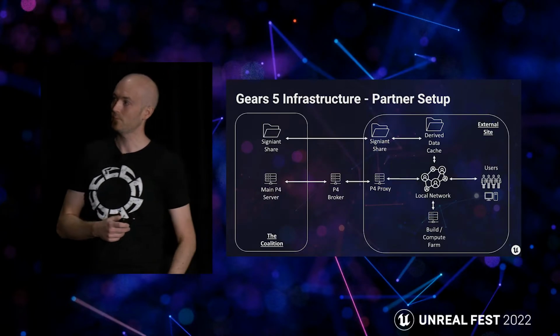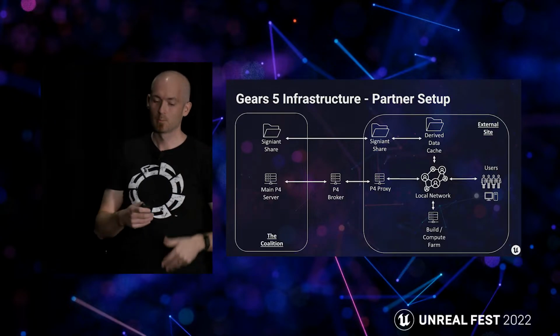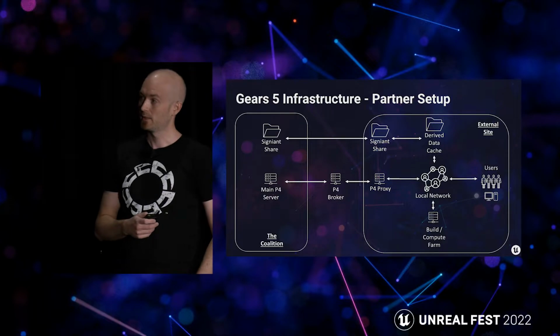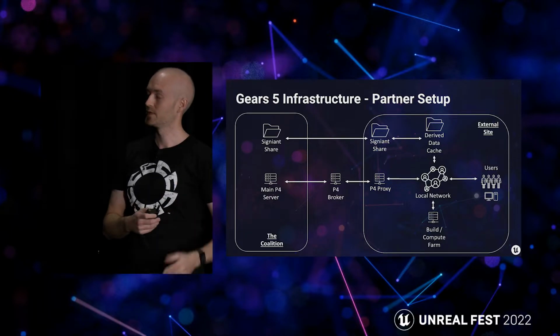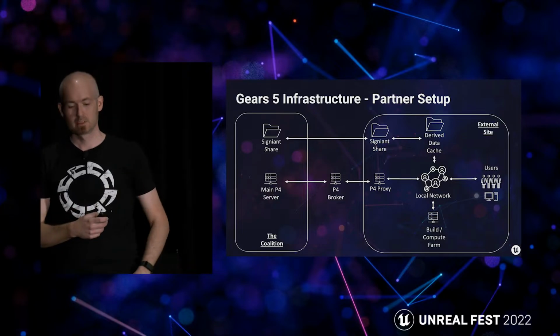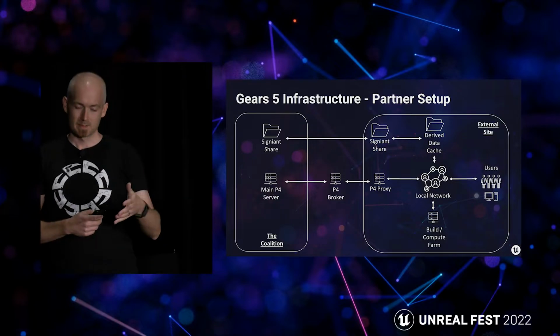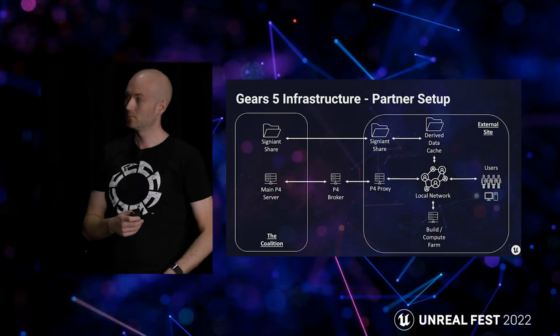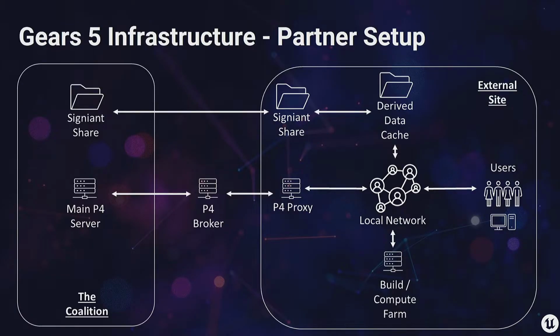And then digging down a little bit further. What this meant was that if a partner really wanted to work with us and have a good setup, they basically had to duplicate a lot of the same infrastructure that we set up locally, which was okay, but it did cause a few problems. So this is an example at the Coalition. We had our main Perforce server. We actually introduced something called Signiant, which is a file share replication system, which helped a little bit to take some pressure off Perforce.